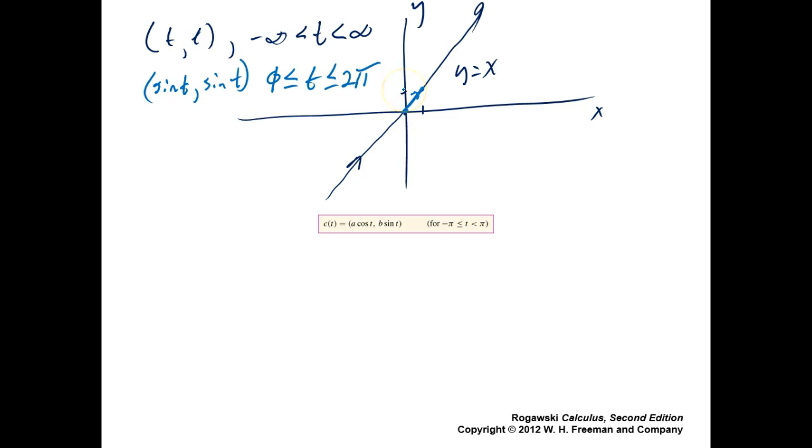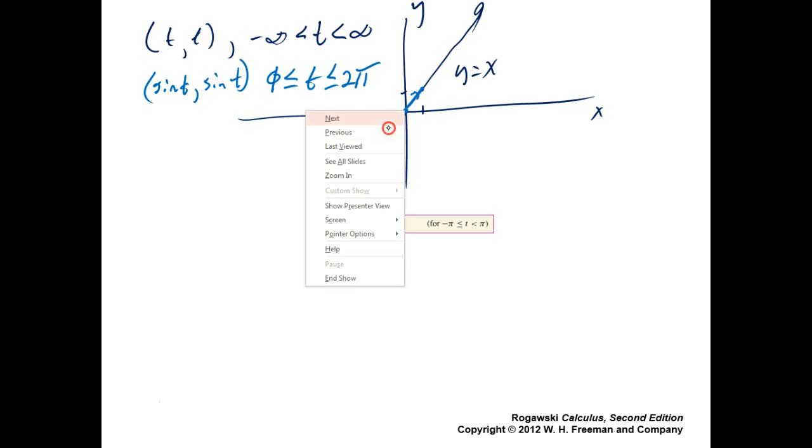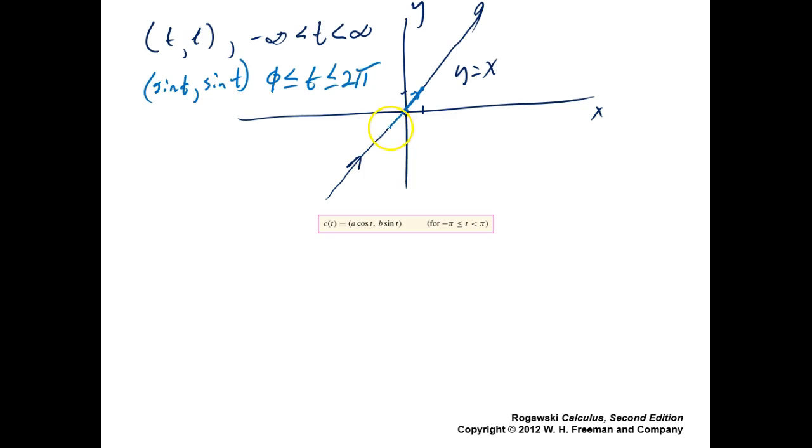Okay, then from 0 to pi, you come back, and from pi to 3 halves pi, you come back down here to minus 1, and then you go back up here again. So you start here, go here, go here, and then go back here. So it's just a line segment between -1, -1, and +1, +1. And it actually goes up, back, and up again. Right? You see what I'm saying?